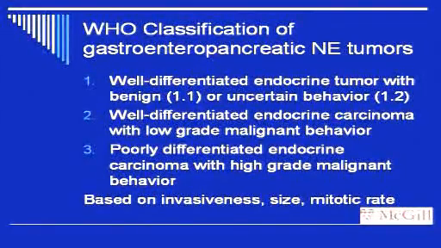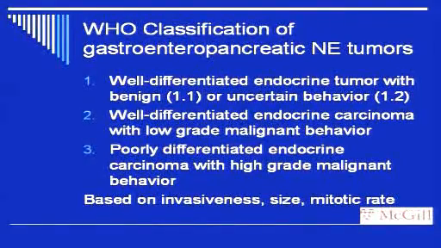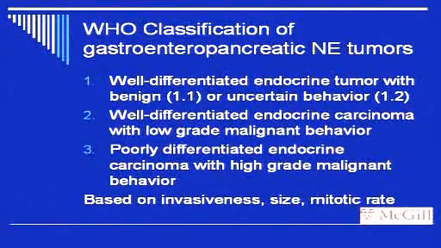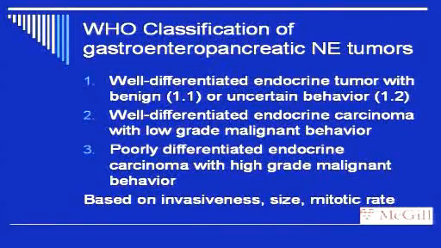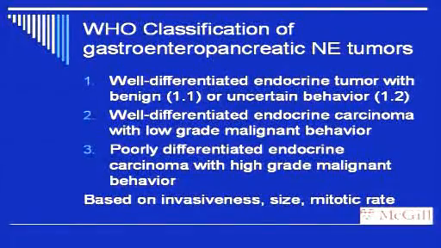The well-differentiated endocrine carcinomas are the ones which have an obvious gross invasion or metastasis in the body, and they histologically look identical to the well-differentiated endocrine tumors. The poorly differentiated endocrine carcinomas are a separate category altogether. They are much rarer, but the cells look very different, and I will show you some images of that.